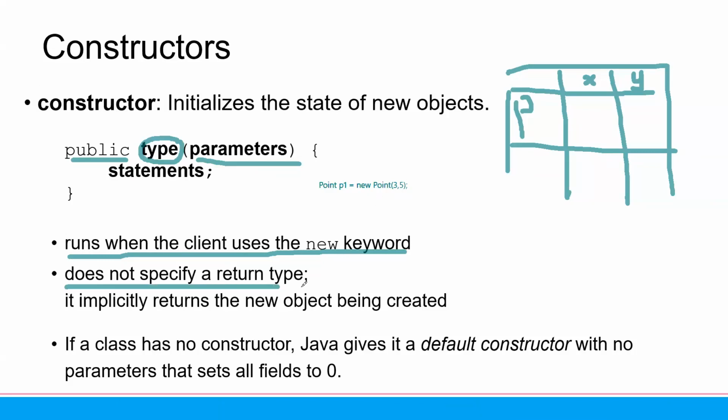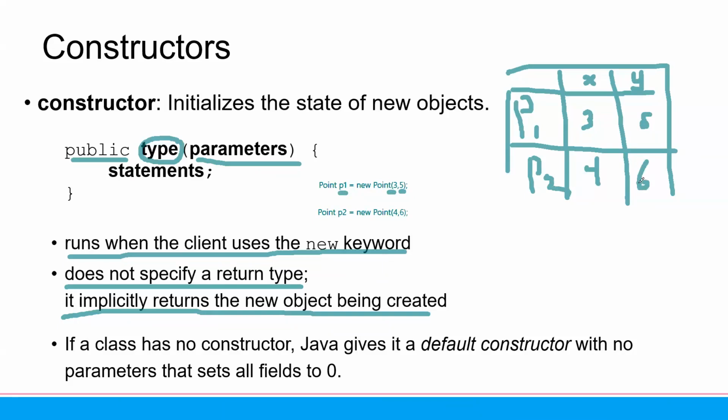It does not specify a return type. Usually there is no return type for this one. It implicitly returns the new object being created. So the P1 has a value of 3 and 5. If I have another point P2 equals new Point 4, 6, then it means the object P2 is 4, 6. So P1 is 3 and 5, and P2 is 4 and 6, like this.